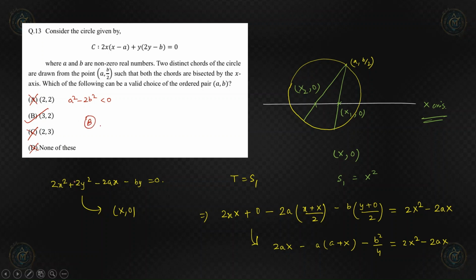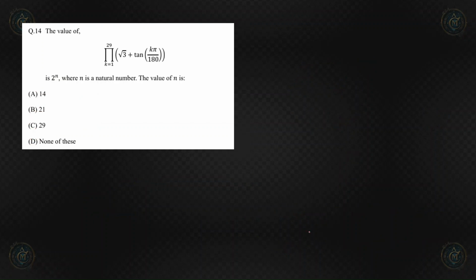Okay, let's jump to the next problem. The next question is saying the value of this product of this expression root 3 plus tan of k pi by 180 from k equal to 1 to 29 is 2 to the power n, where n is a natural number. Then we have to find the value of n.